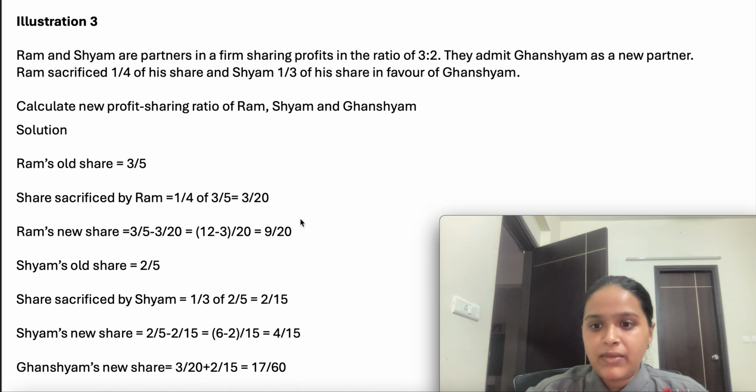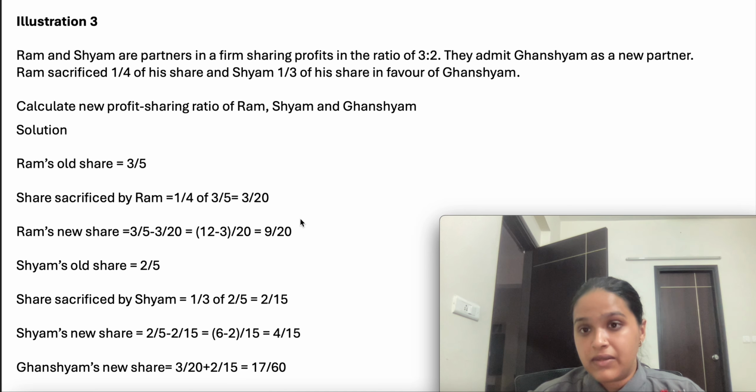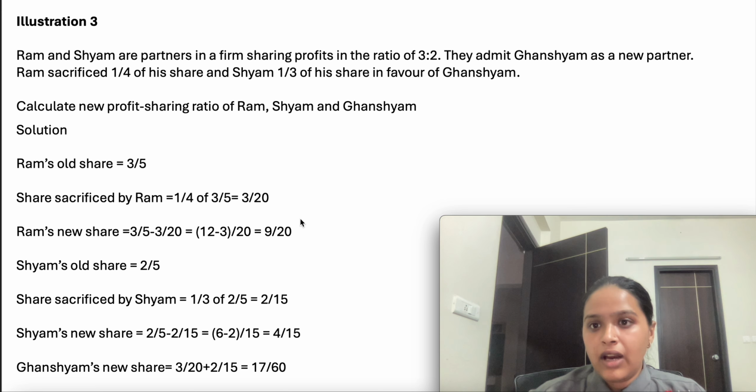So Ghansham joins the firm, and Ram sacrificed 1/4 of his share and Sham 1/3 of his share in favor of Ghansham. It means whatever Ghansham is getting, Ram has to sacrifice 1/4th of his share, and Sham has to sacrifice 1/3rd of his share. But here we don't have any information about how much Ghansham is getting for entering into the partnership.